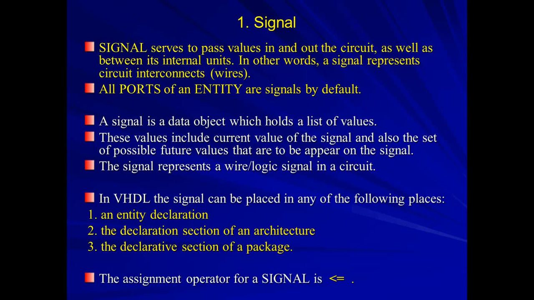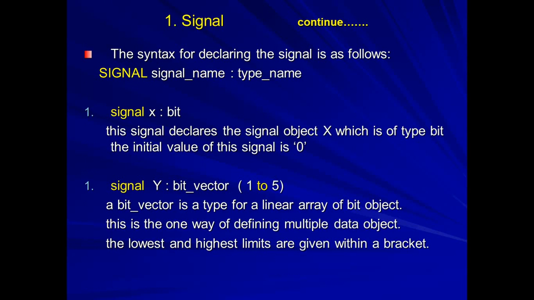Now, how to assign a value to that signal? The signal assignment operator is less than equal to, known as the assignment operator of a signal. Whatever value is written on the right hand side of the signal, it is given to the left hand side.